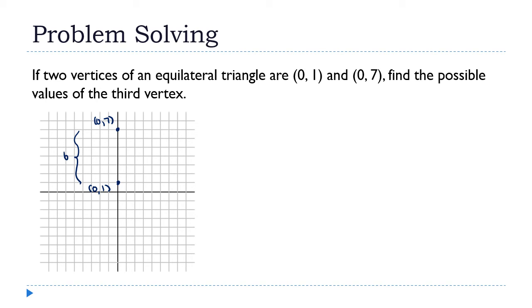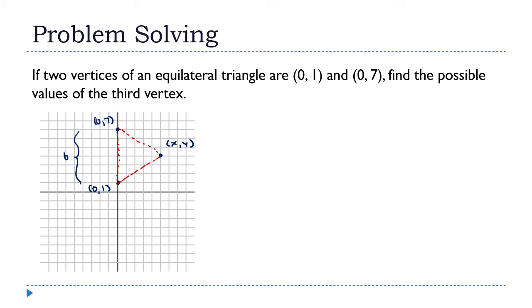So there's another point out here somewhere that completes this equilateral triangle. And I know that this distance here is also 6, so is this one, and I already put it in the drawing. This distance is 6 as well. Okay, so what do we know? Well, not much, at least not yet, about this point. So I'm going to call it x, y.